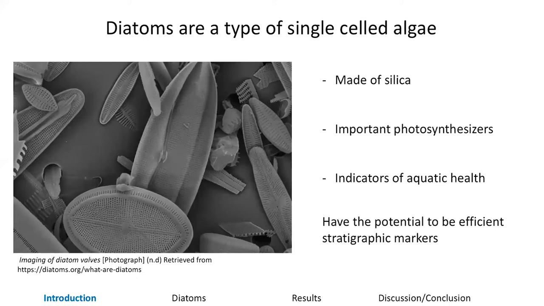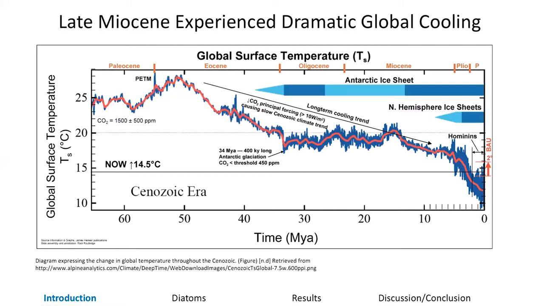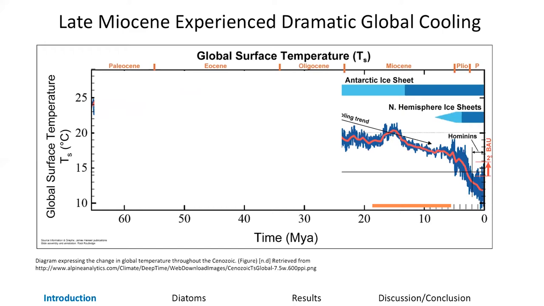So now that we've talked a little bit about the micro, we're going to zoom out and talk about what was happening globally at this time. So during the late Miocene, there was a really dramatic global cooling that happened. This figure shows the entire Cenozoic era, but we're only going to focus on this chunk because the Miocene is along this orange line, and it existed between 23 to 6 million years ago. And if you look at this dotted box, you can see that there is a dramatic decrease in global temperature.